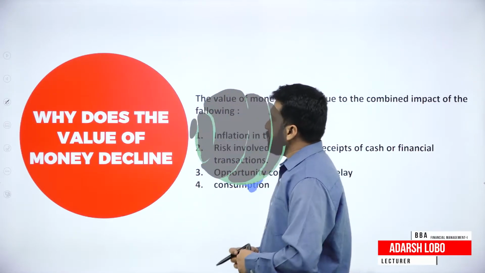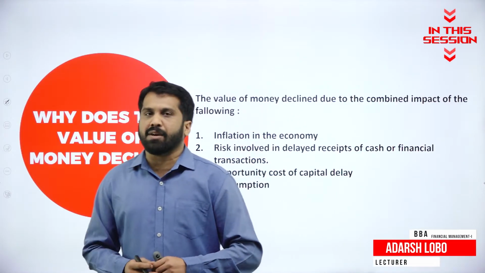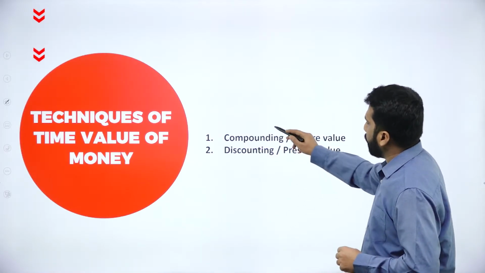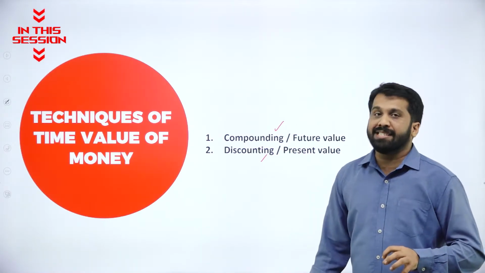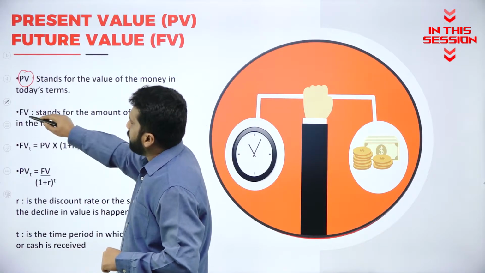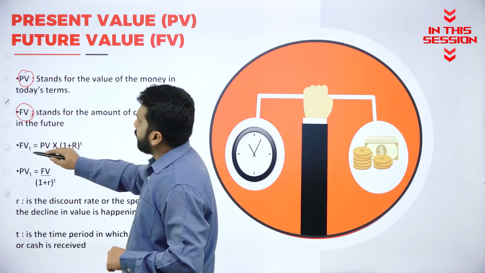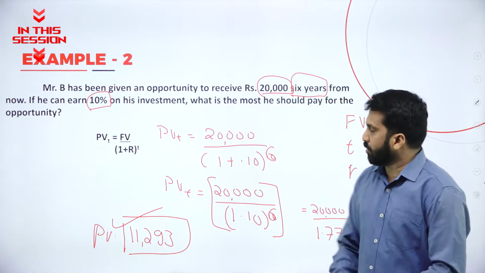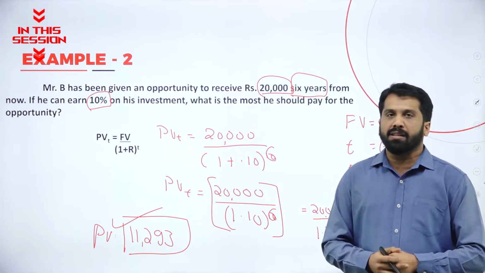The major reason for decrease in the value of money. There are two major techniques. One will be compounding, another one will be discounting. PV stands for present value, FV stands for future value, T stands for time, R stands for rate. What you have invested. 11,293.